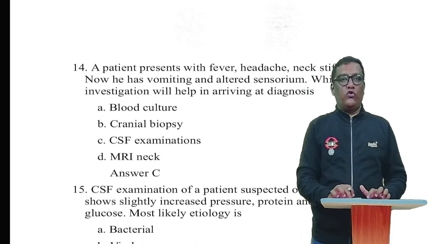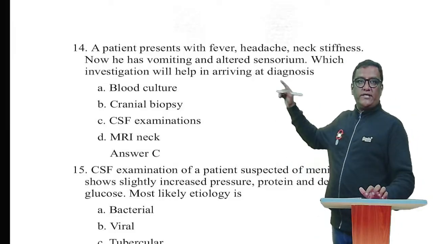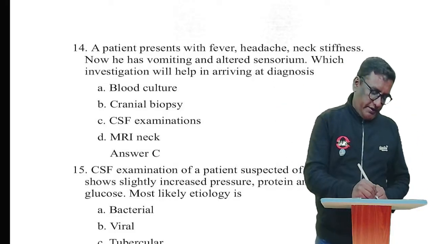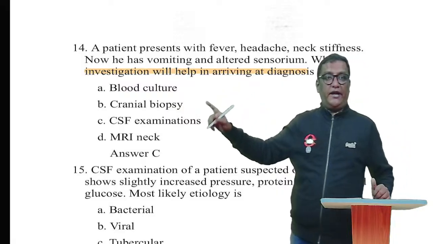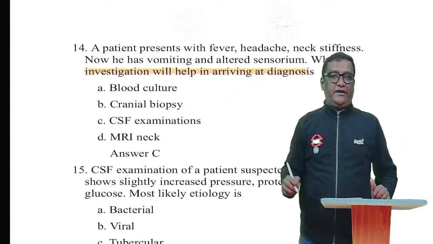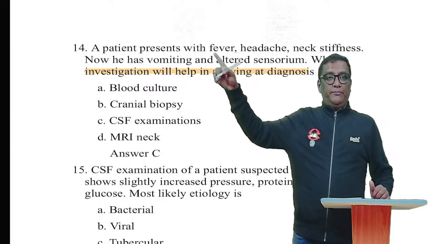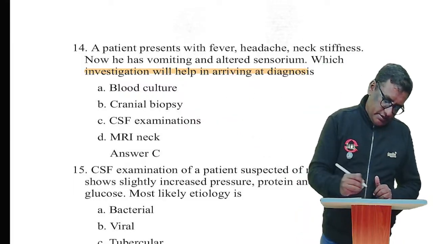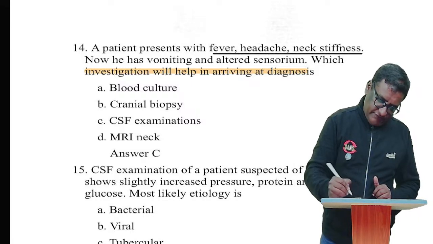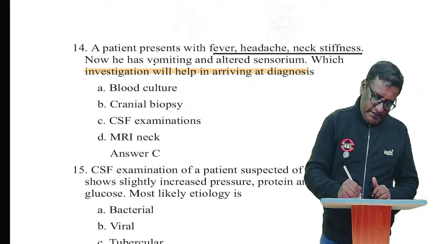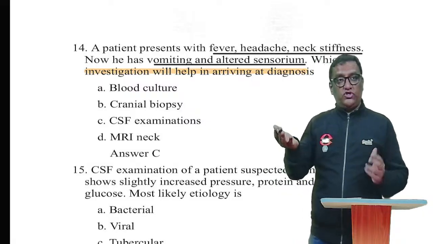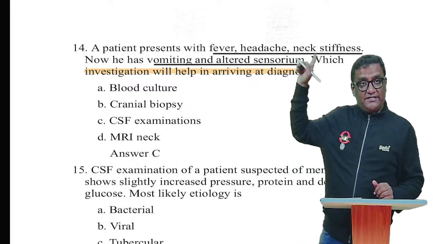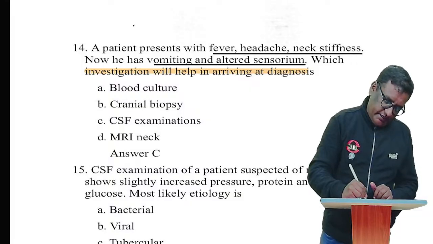Next, question number 14. Okay, let us look. Which of the following investigation will help in arriving at diagnosis? Blood culture, cranial biopsy, CSF examination, MRI of neck. Okay, so a patient presents with fever, headache, neck stiffness. Now he has vomiting and altered sensorium. CNS manifestation, vomiting probably due to increase in intracranial tension. Neck stiffness is also there, very characteristic. I am clinically suspecting it to be what? Meningitis, isn't it?